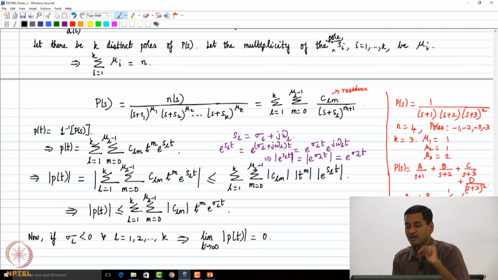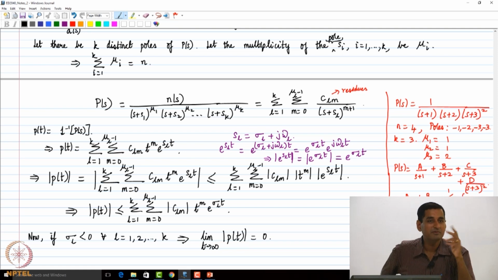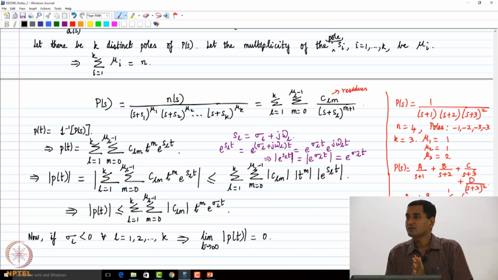So this implies that the limit as t tends to infinity of the magnitude of P of t goes to 0. Now immediately one may ask, hey, what about the t power m term? It so happens that the exponential term with the negative exponent will dominate the t power m term, so the product will go to 0 anyway. So it turns out that the sufficient condition for the impulse response to asymptotically go to 0 is that I need to have all poles with negative real parts.